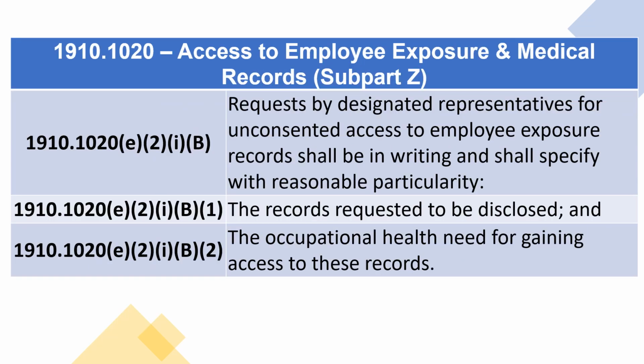1910.1020(e)(2)(i)(B). Requests by designated representatives for unconsented access to employee exposure records shall be in writing and shall specify with reasonable particularity: 1910.1020(e)(2)(i)(B)(1), the records requested to be disclosed, and 1910.1020(e)(2)(i)(B)(2), the occupational health need for gaining access to these records.